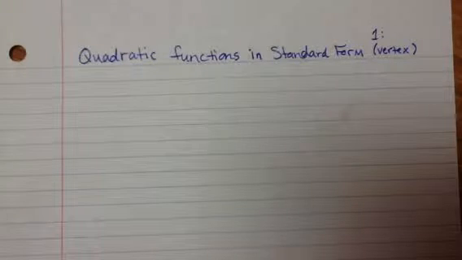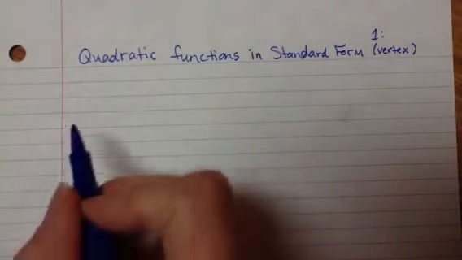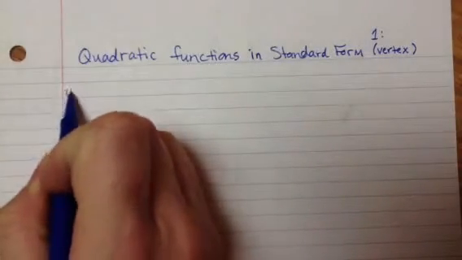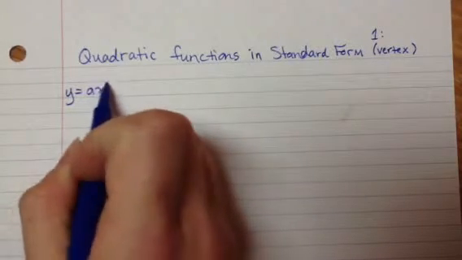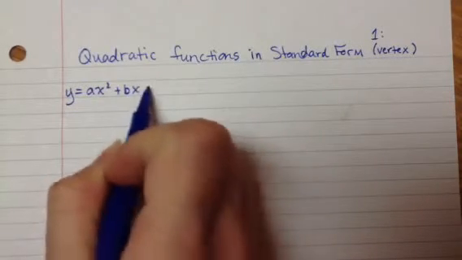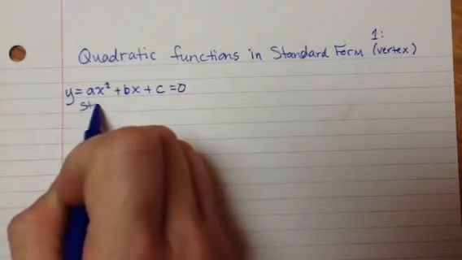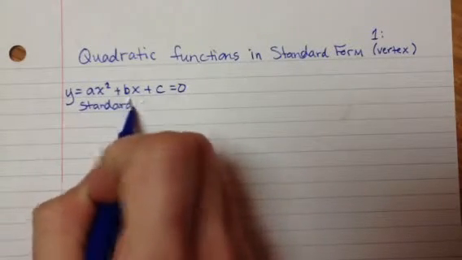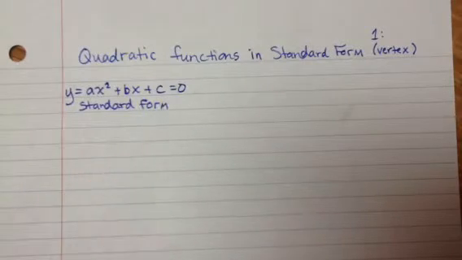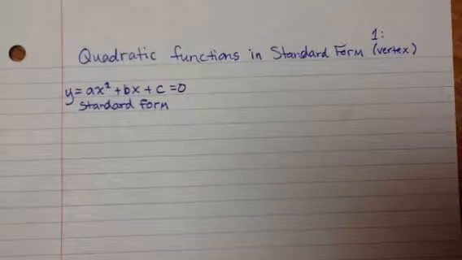What we're going to look at now is quadratic functions that are in standard form. We're going to be finding the vertex. Remember that standard form is y equals ax squared plus bx plus c. That is standard form. What we're used to working with for graphing is vertex form, so this is going to be a little bit different.